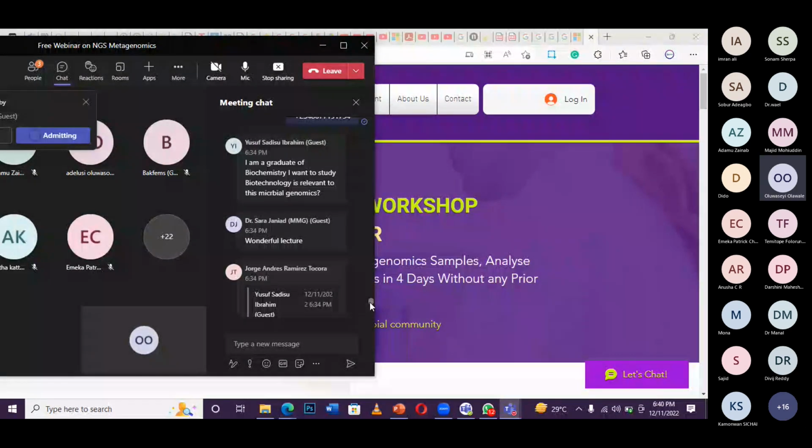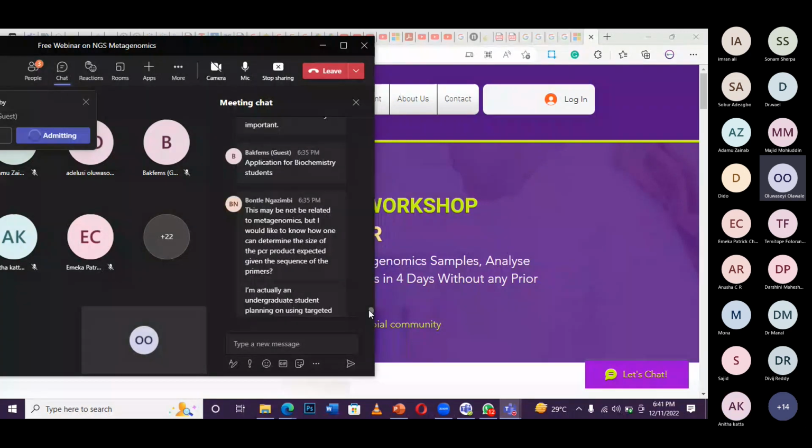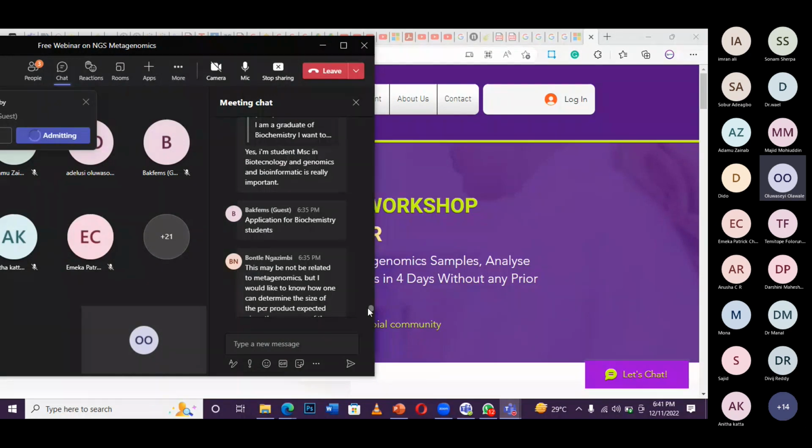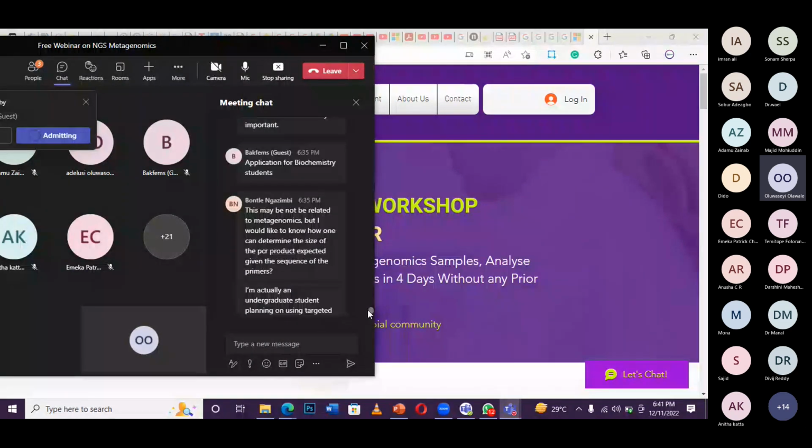This may not be related to metagenomics, but I would like to know how one can determine the size of the PCR product expected from the sequence of the primers. Well, that is why in metagenomics we also talk about read processing and genome assembly. In read processing, you'll be able to understand the size of the raw read data. It's after you assemble that you know the actual size, because assembly is about reconstructing the raw data into the original sequence.